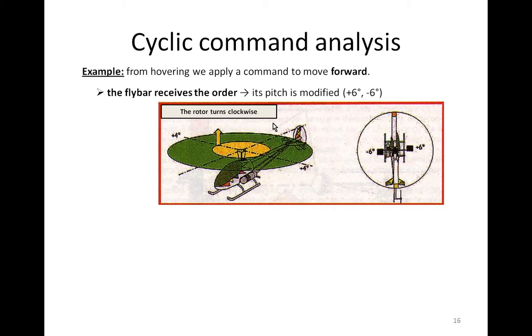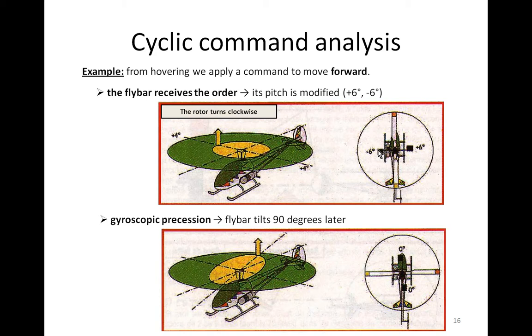First, the heli is hovering. The pitch is 4 degrees on the whole rotor. We apply the command to tilt forward, so the swash plate tilts forward and the flybar receives the order, and its pitch changes with +6 degrees here and -6 degrees here. Due to the gyroscopic precession, the flybar tilts 90 degrees later.